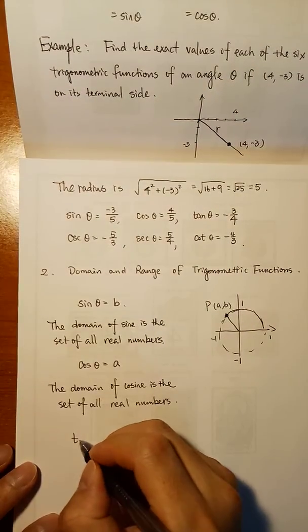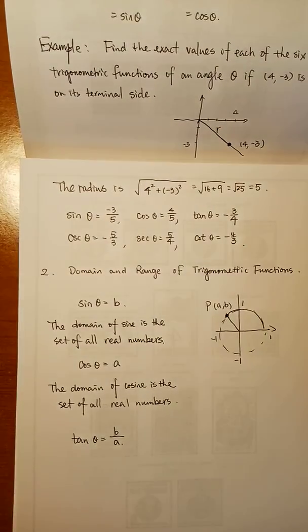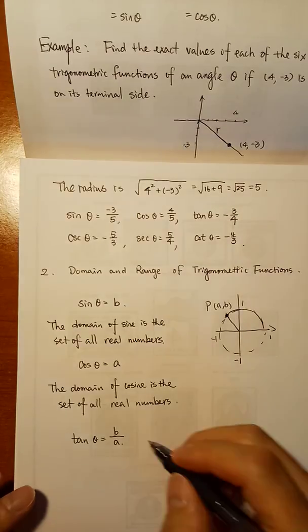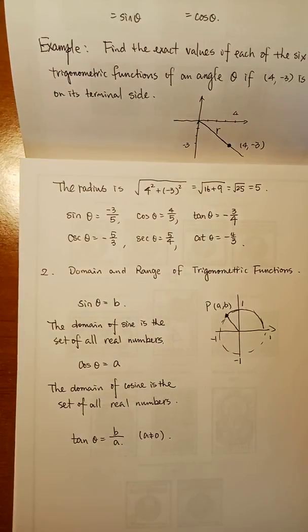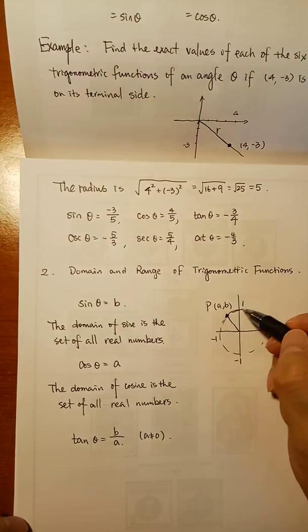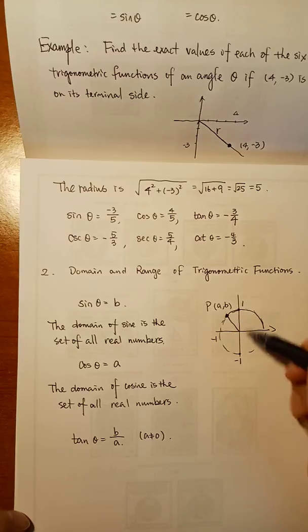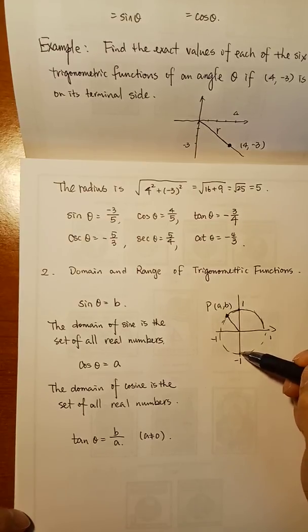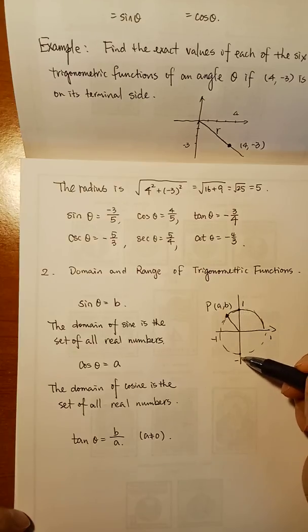And next, tangent. The tangent of theta is b over a. Here, whenever you have a ratio, you have to guarantee the denominator is not equal to 0. Okay, a is not equal to 0. A is the x-coordinate. Only the points on the y-axis have x-coordinate 0. So only this point and this point, these 2 points have x-coordinate equal to 0. Okay, the top point corresponds to the angle pi over 2. The bottom point corresponds to the angle 3 pi over 2.